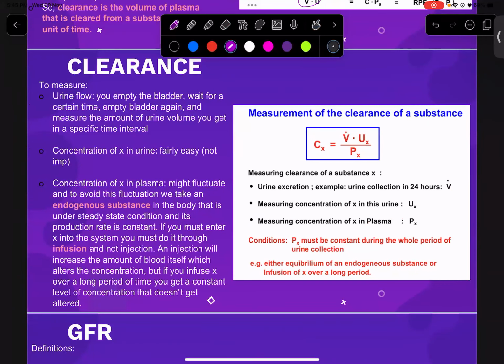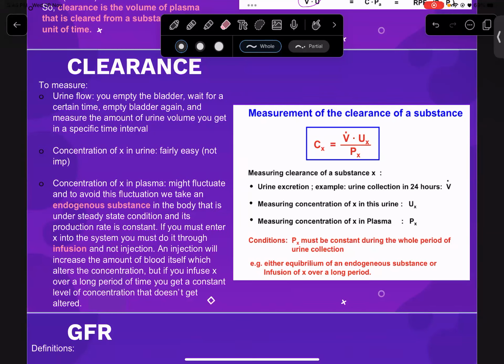Now, basically, how do we get all of these values in real life? Now, urine flow is very simple. All that you do is just you empty your bladder, wait for a certain time, and then empty it again, and then measure the amount of urine that you got in that specific time interval. So, for example, if you emptied your bladder at 1, and then you waited for 3 hours, and then you emptied it again at 4, then the amount you're gonna get when you empty your bladder the second time, over the time interval, which is basically 3 hours, is the urine flow.